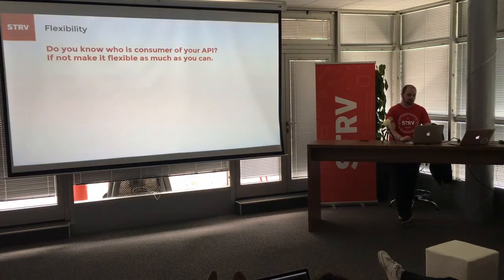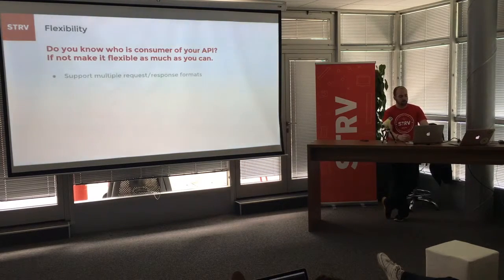Okay, the next thing is flexibility. An important question here is whether you know who the consumer of your API is. It may be your colleague or yourself, or you may be building a solution for everyone on the planet, so a public API. If you don't know who your consumer is, or it may be everyone, it's good to make it as flexible as it can be. So for example, support multiple request and response formats. You don't know, for example, if your consumers will use JSON or XML, so you can support multiple of them.